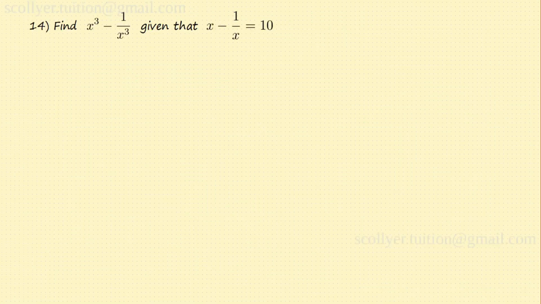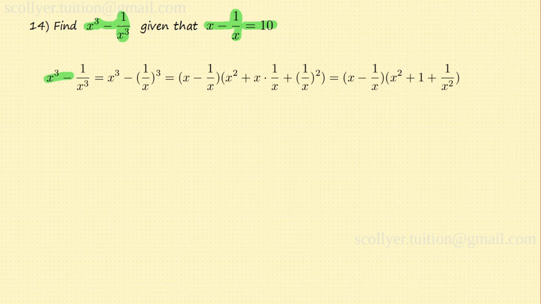Problem 14. Find x cubed minus 1 over x cubed, given that x minus 1 over x equals 10. We have that x cubed minus 1 over x cubed equals x cubed minus (1 over x) all cubed, which is the difference of two cubes, which we can factorize as (x minus 1 over x) times (x squared plus x times 1 over x plus (1 over x) all squared), which simplifies to (x minus 1 over x) times (x squared plus 1 over x squared).